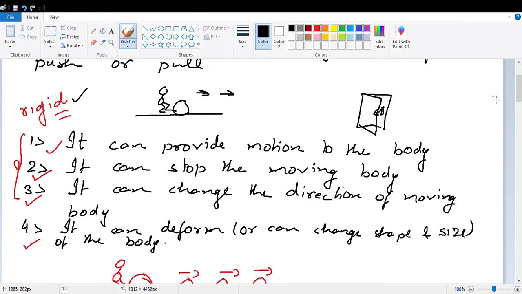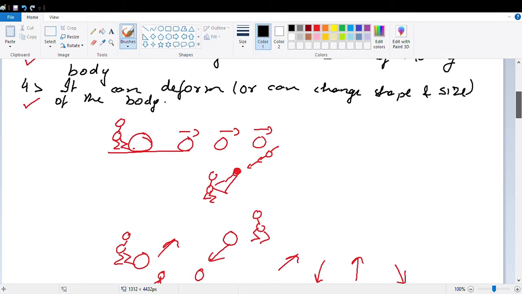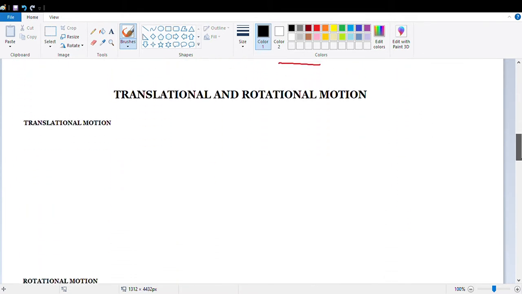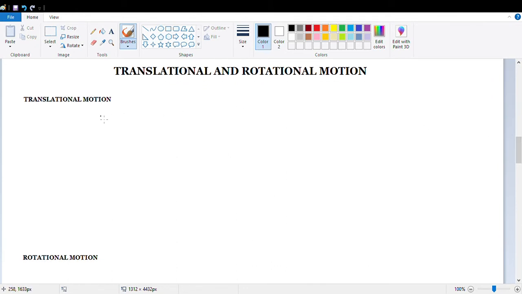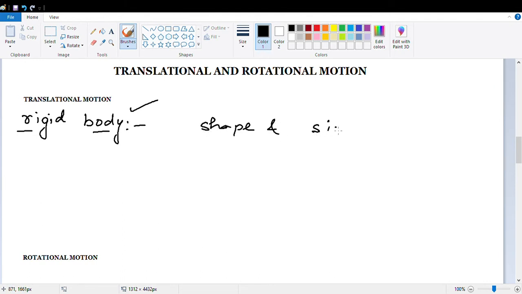Going one step further, I am going to teach you the types of motion provided to the rigid body. What is a rigid body? If you apply a force and its shape and size do not change, then that kind of body is called a rigid body.